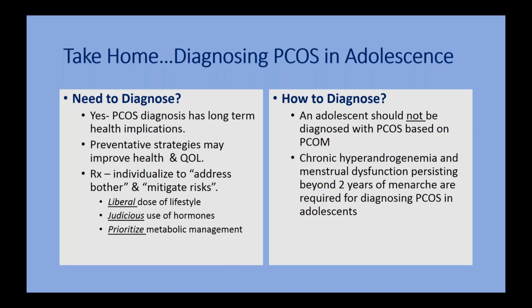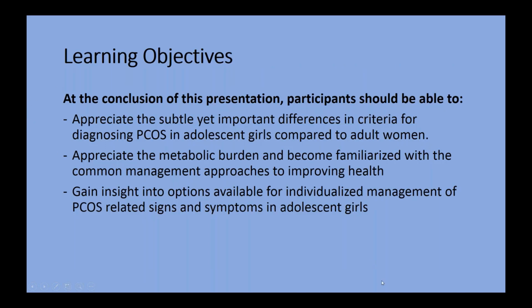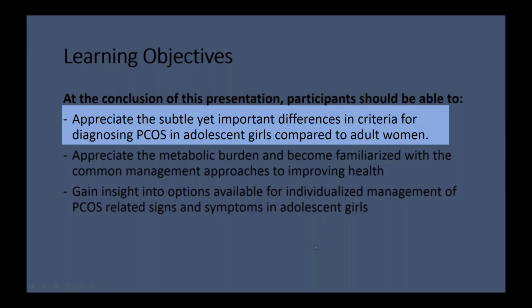So clearly cystic acne, acne not just on the face but on upper shoulders, back, butt area, areas which are rich in pilosebaceous glands, that kind of distribution of acne is more a manifestation of hyperandrogenism than just a few spots of facial acne, which are so common in an adolescent population. So I hope we've been able to appreciate the subtle yet important differences in the criteria for diagnosing PCOS in adolescent girls compared to adult women.